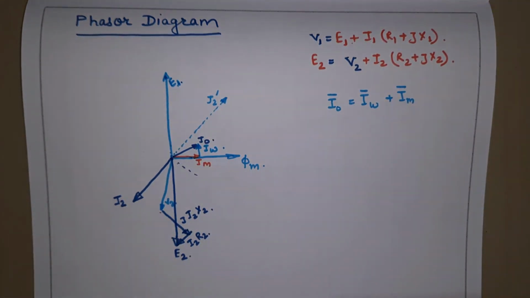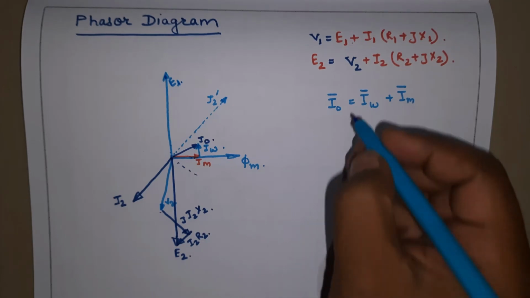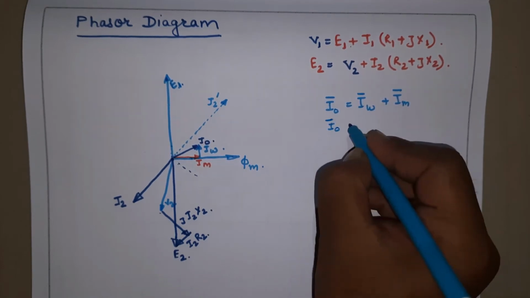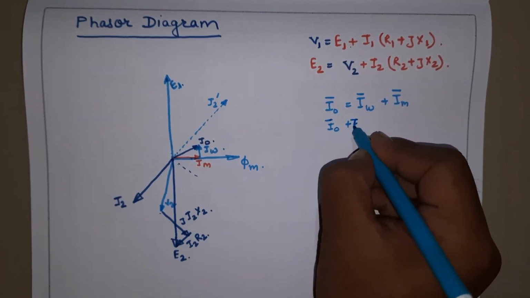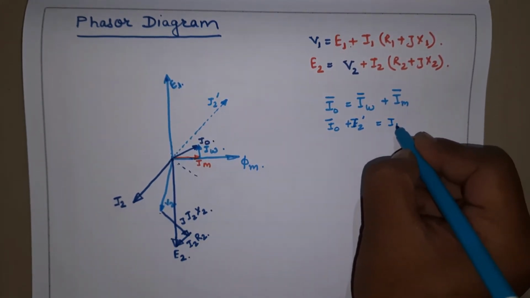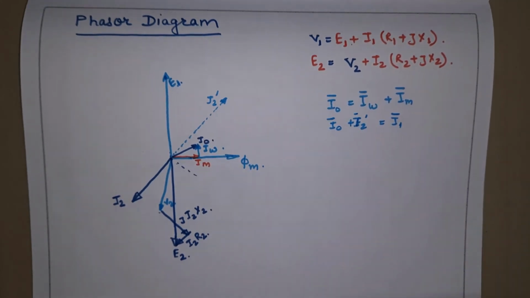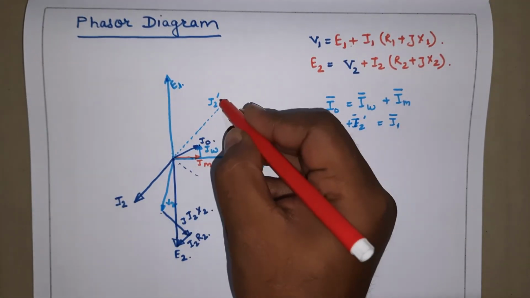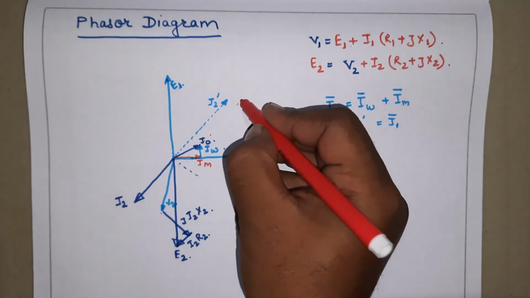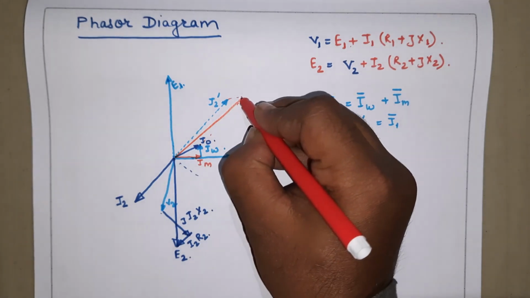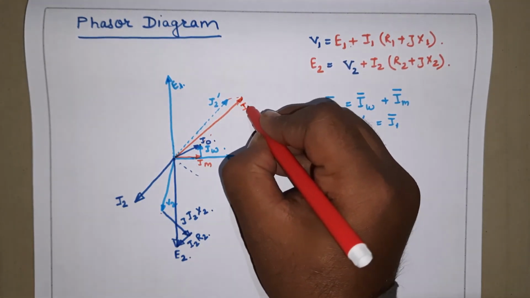Now as we know that I naught plus I2 dash, that is the referred current, will give the primary current. So if we add up these two, that is I naught and I2 dash, then this is our I1.